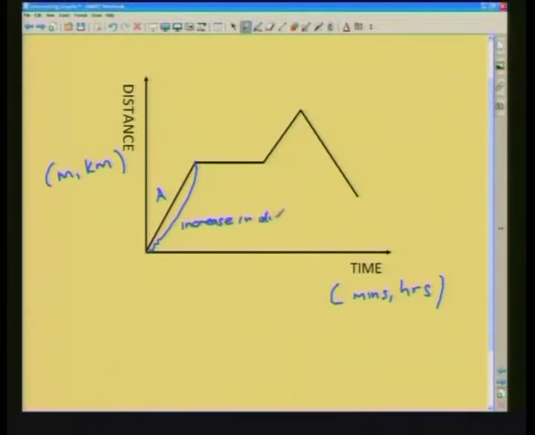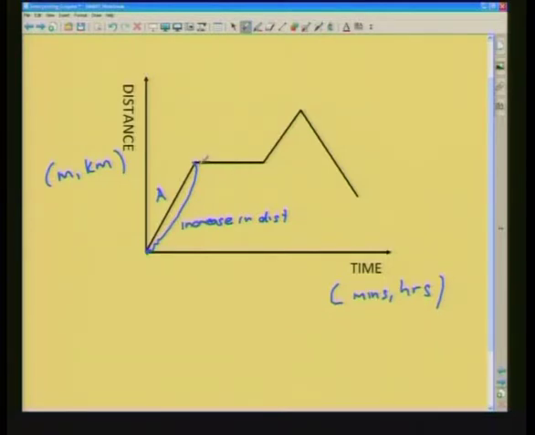in distance. So the person started there at time 0 with distance 0, and by that point they're much further away from where they started. So that will show us an increase in distance, and obviously a certain amount of time would have elapsed.